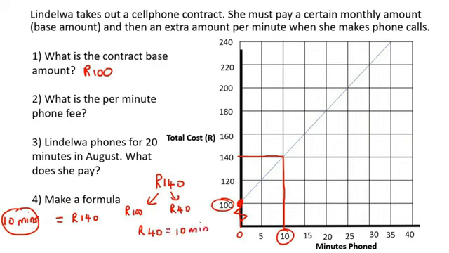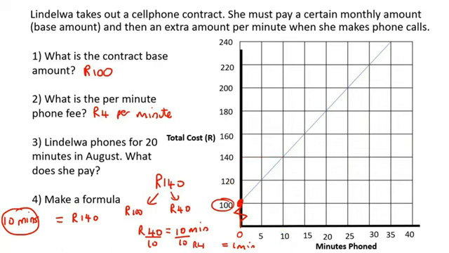So 40 rand allows her to phone for 10 minutes. So what would 1 minute be? Well, to get 1 minute, you divide this by 10 and you divide this by 10. And 1 minute will then give you 4 rand. So they're charging her 4 rand per minute.